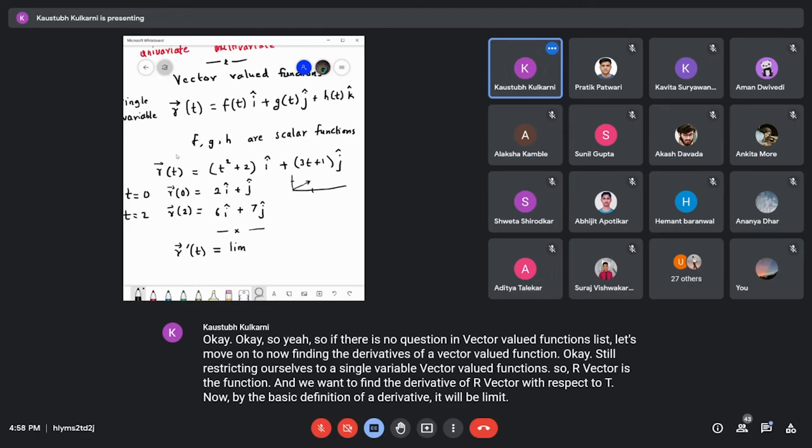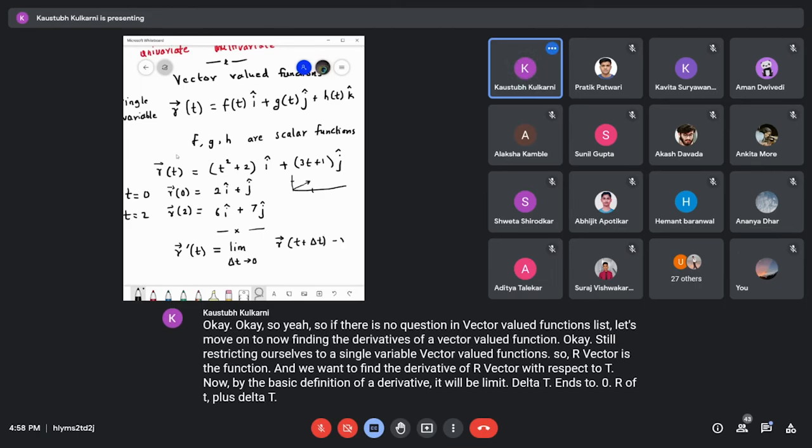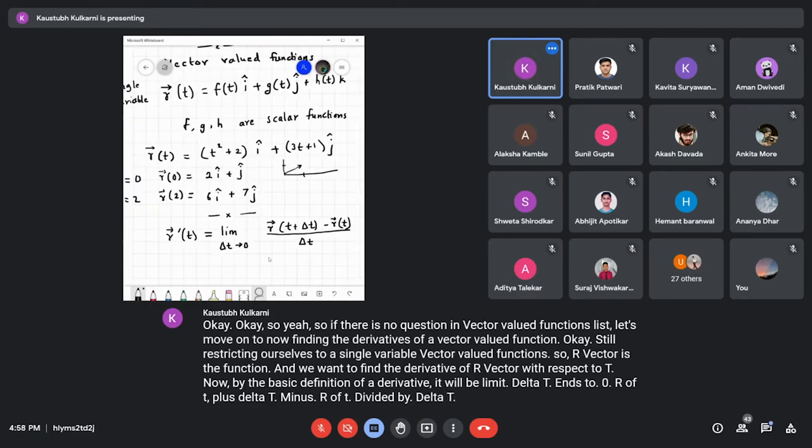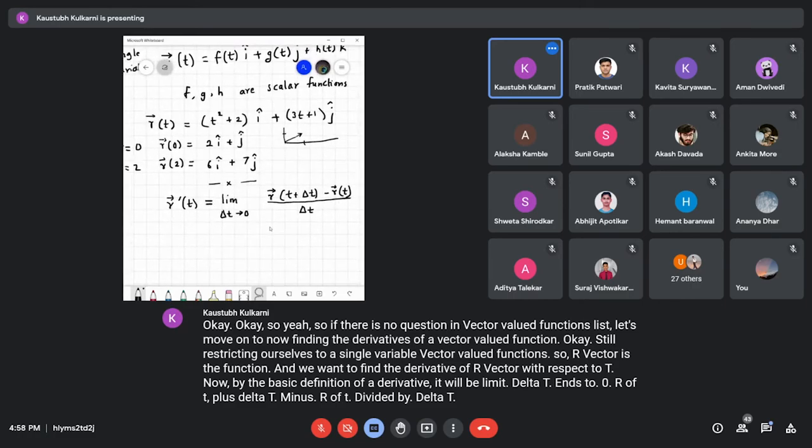Now, by the basic definition of a derivative, it will be limit delta t tends to 0, r of t plus delta t minus r of t, divided by delta t.